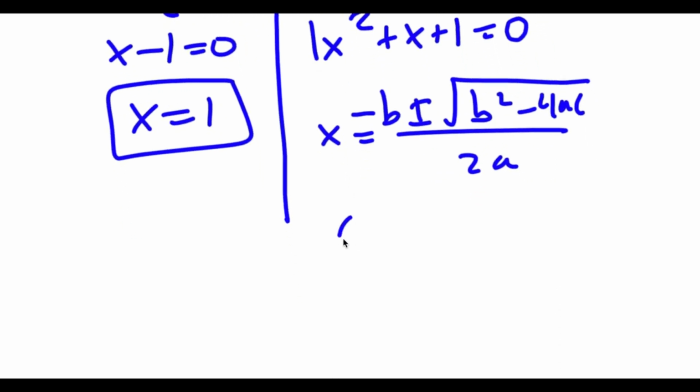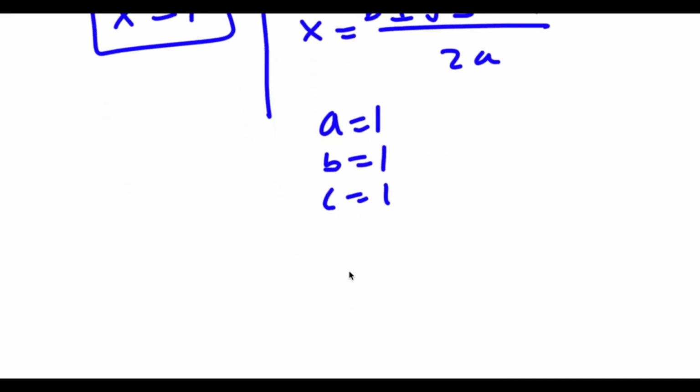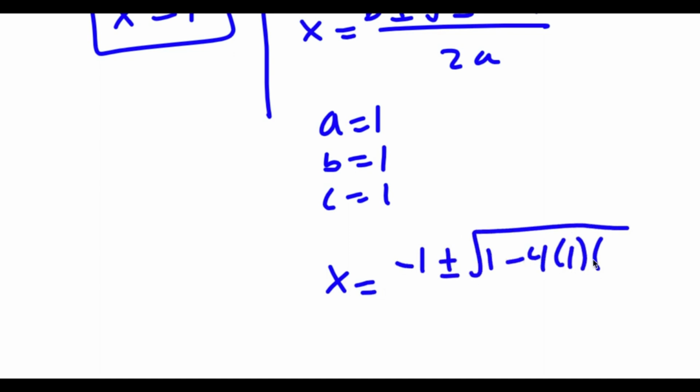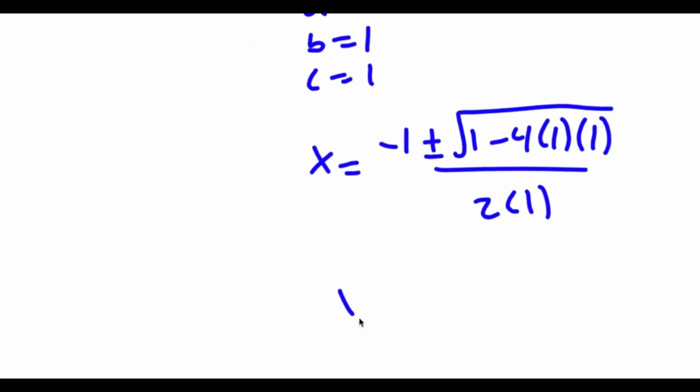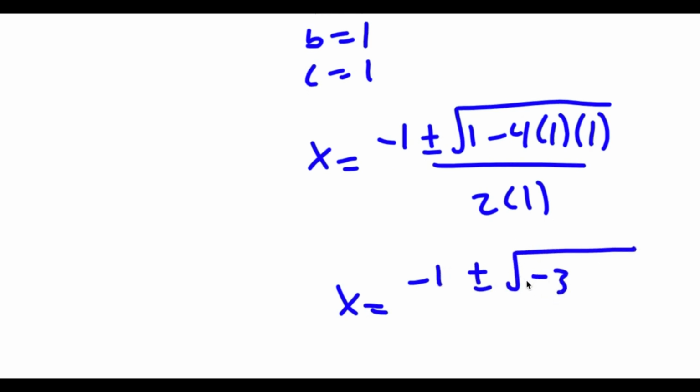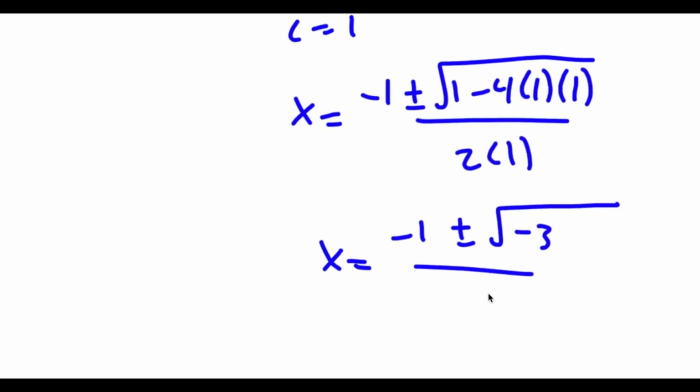So in this case, a is 1, b is 1, c is 1. So I get x is equal to negative 1 plus or minus the square root of 1 minus 4 times 1 times 1, all over 2 times 1. This is equal to negative 1 plus or minus the square root of negative 3 over 2.